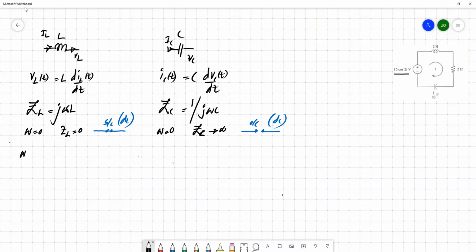Similarly, for higher frequencies, omega goes to infinity, so ZC goes to 0. So from this we can claim that the inductor acts as an open circuit element for high frequency. Capacitors act as short circuit elements for high frequency because the impedance is 0.